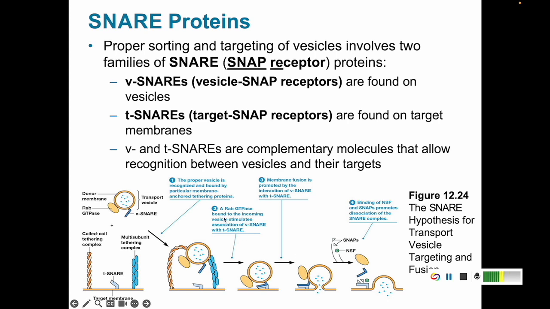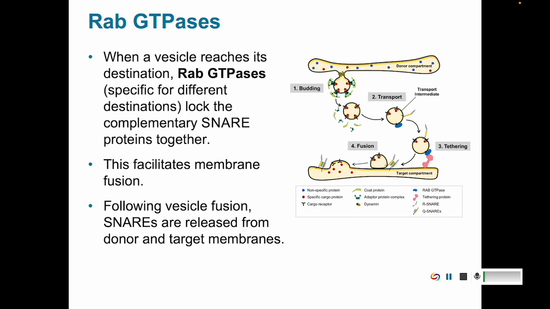This does involve a Rab GTPase. It does involve burning a GTP. And when you have the fusion, all of these proteins, the SNARE complex, are all going to be released. So when the vesicle gets to a specific destination, the Rab GTPases, and there will be different Rab GTPases for different destinations, will help lock the SNARE proteins together, allowing the fusion and using GTP as the energy. After the vesicles fuse, the SNAREs are released from the donor membrane and the target membrane.